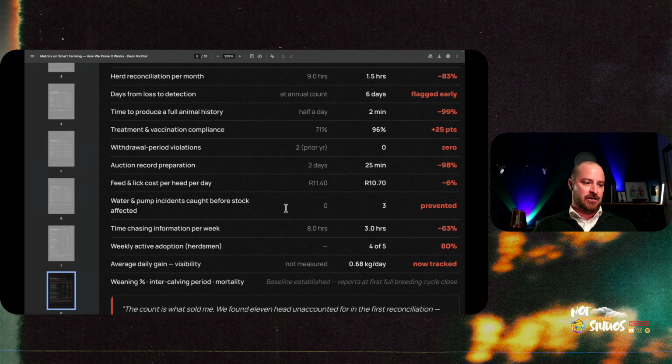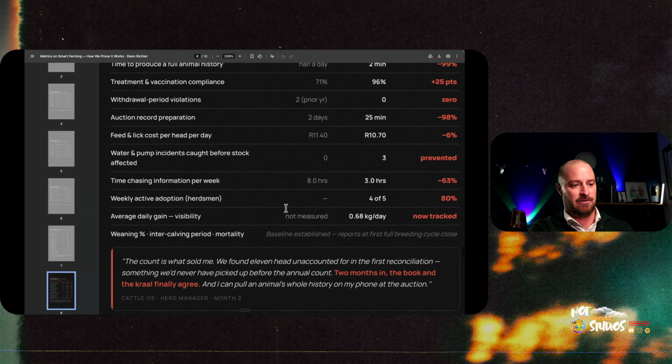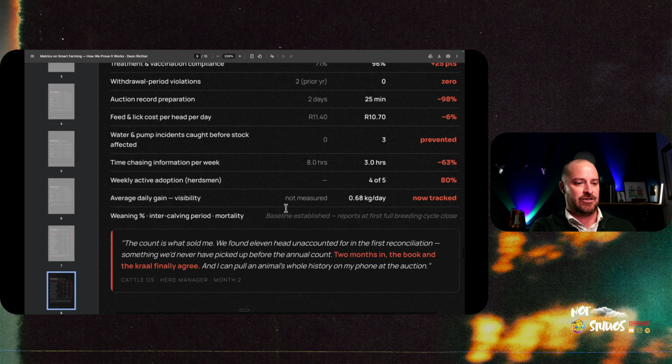Weekly active adoption on herdsmen, 4 out of 5, which was something that didn't happen in the past. And then the average daily gain visibility was not measured in the past, but now we can measure it effectively, and we measured it at 0.68 kgs per day.